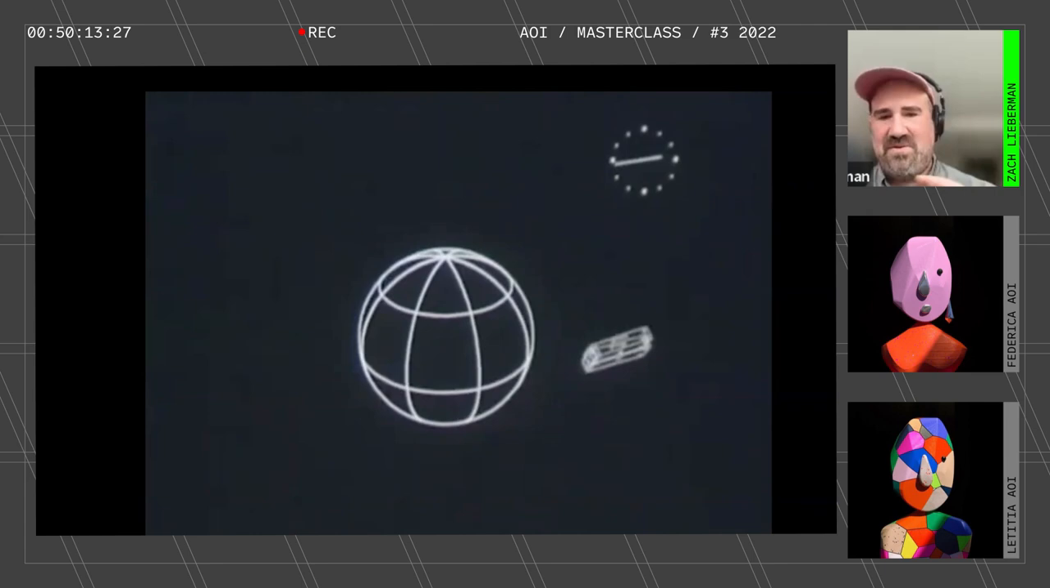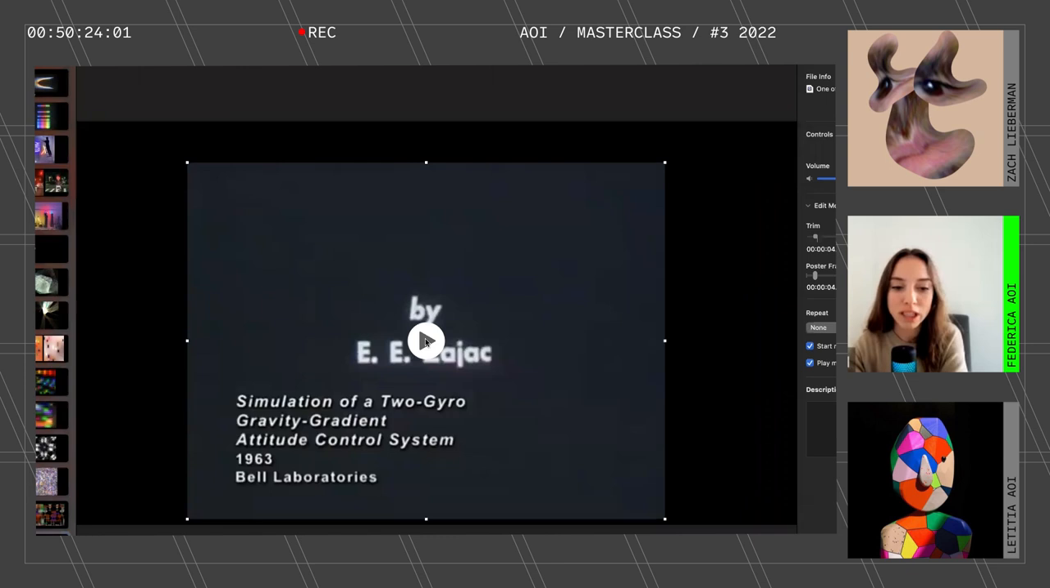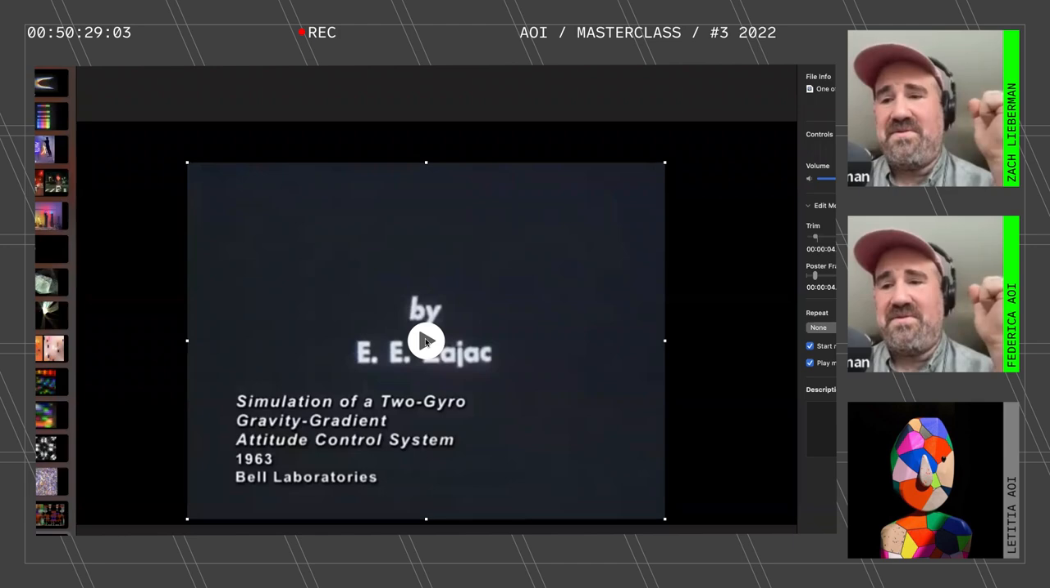And so this, sorry, just had a quick question. I was reading that this short movie that you were showing us just now, is it the first 3D animation? It's the first computer film. It's the first film created by computer, as far as I understand, from 1963.